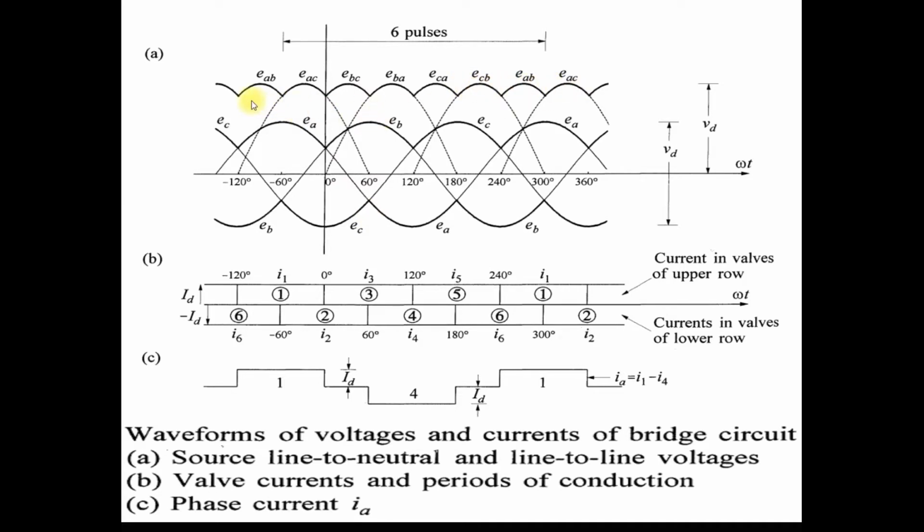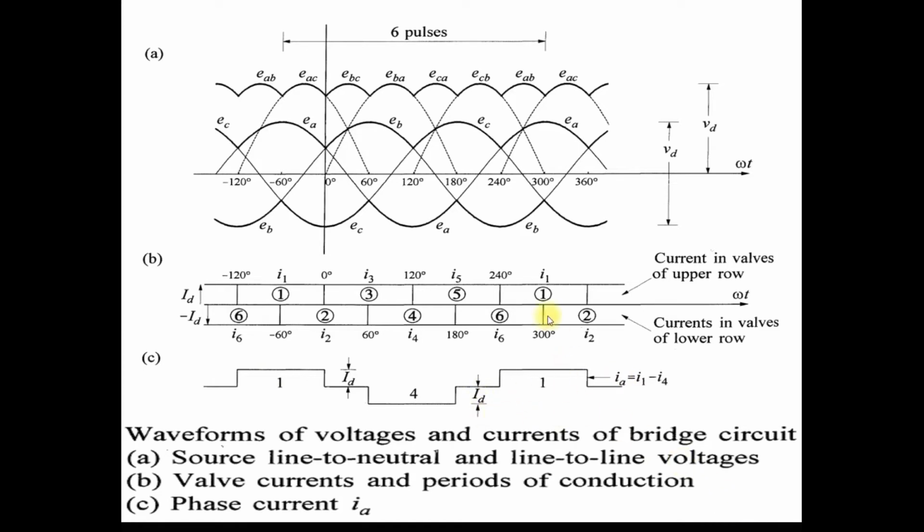So this waveform gives a source line to neutral voltage. This is a line to neutral voltage, and this is a line to line voltage. And this second waveform gives the conduction of the valves or valve currents for one cycle duration. And this third waveform shows the phase current. Here this is phase A. So phase A is connected with the anode of valve 1 and the cathode of valve number 4. So phase A current is a combination of valve 1 current and valve 4 current. And valve 4 is a negative group, so current flowing from valve 4 is negative. So that's why here IA, phase A current, is equal to I1 minus I4.